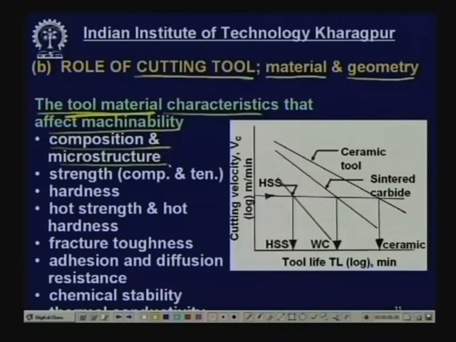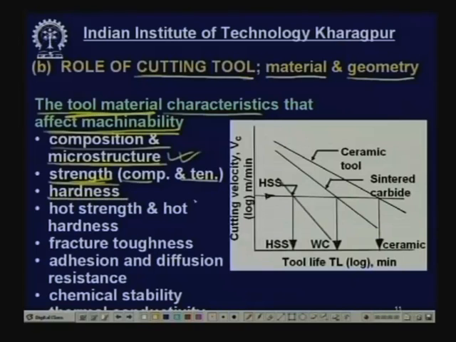Composition and microstructure of the tool material. If the microstructure is very fine, a refined structure, then its hardness and fracture toughness will be high and life will be longer. If the composition is favorable, can withstand high temperature and can resist diffusion or adhesion, the tool will live longer. So, good machinability. Strength: the tool should be strong enough, it should not break or yield or melt or plastically deform under the action of the forces. So, the strength of the tool, particularly compressive strength as well as tensile strength, plays a vital role on machinability.